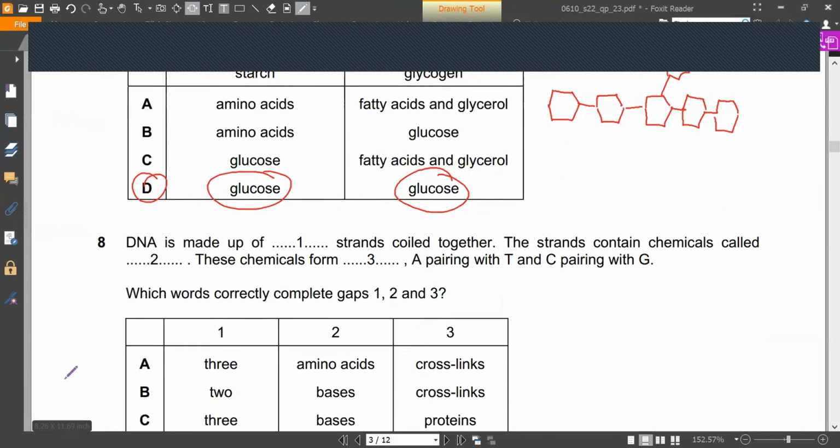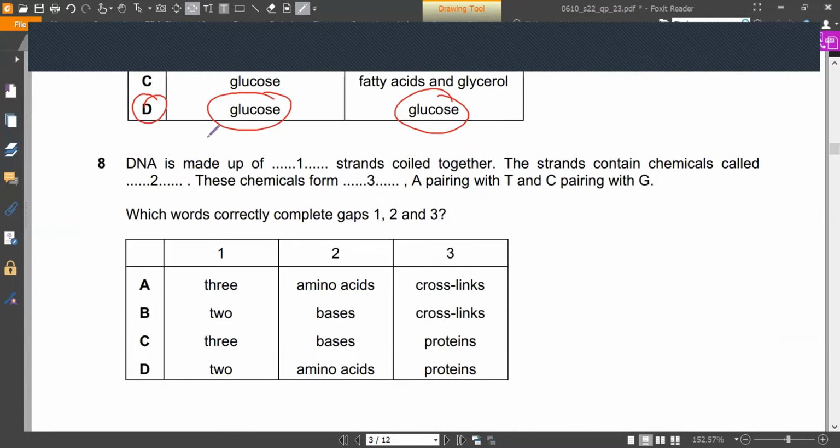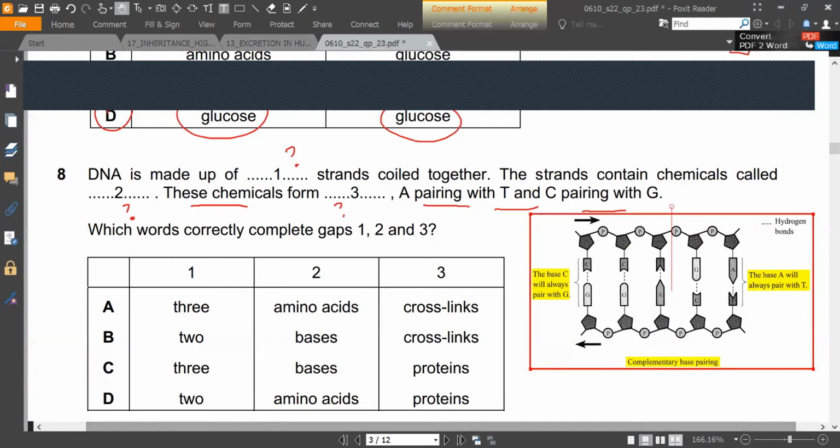Okay, so next question. Fill in the blanks about the DNA. DNA is made out of, how many strands coil together? The strands contain chemicals called what? What do these chemicals form, because of the pairing of A, T, C, and G? So this is the DNA structure.